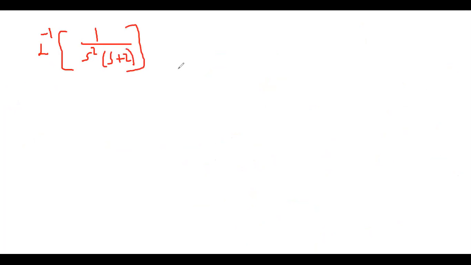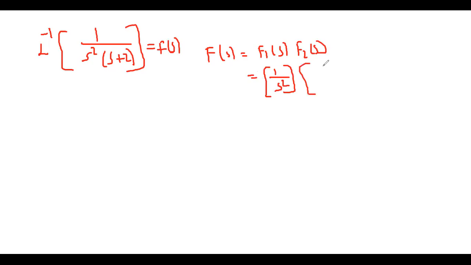Find the inverse Laplace transformation by using the convolution property. What is the convolution property? F of s is the product of f1 of s and f2 of s. That is, the given function is F of s, which you can assume is 1 by s square into 1 by s plus 2.